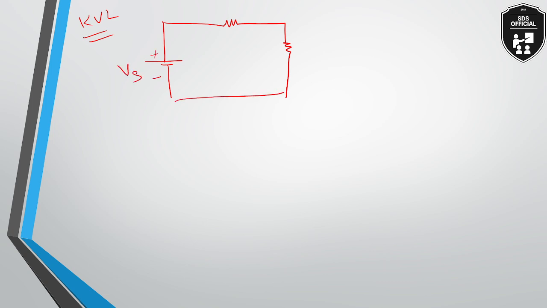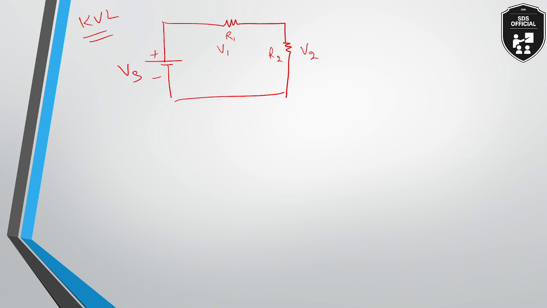so let us take an example of KVL. Let me explain you very clearly. So let us say there is a voltage source and there are two resistances. Plus minus Vs, this is resistor R1, this is resistor R2. The voltage drop across resistor R1 is V1 and voltage drop across resistor R2 is V2.